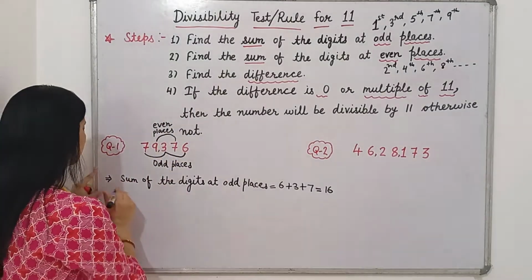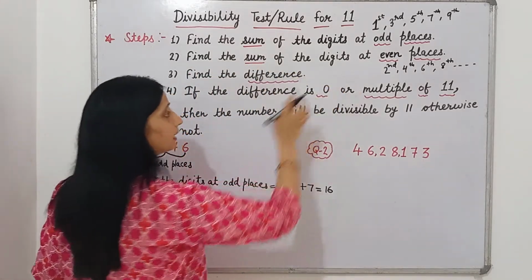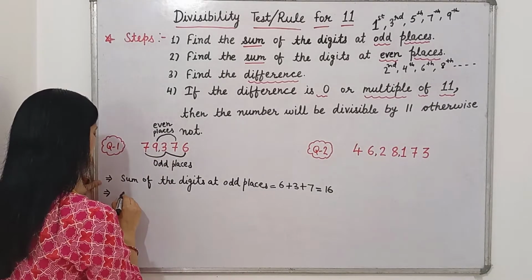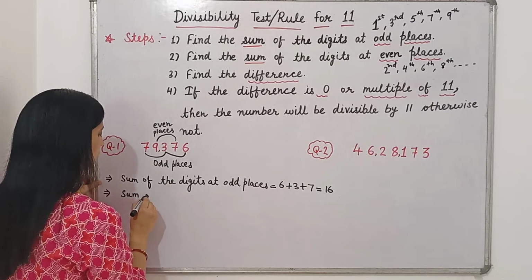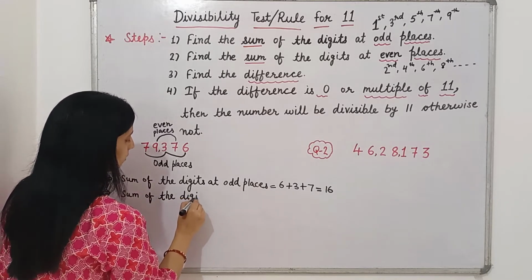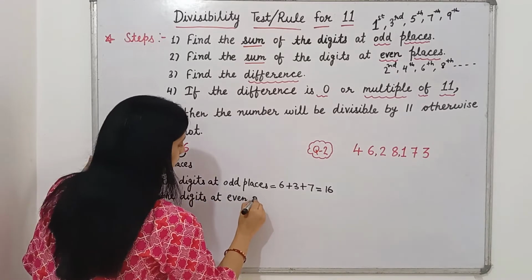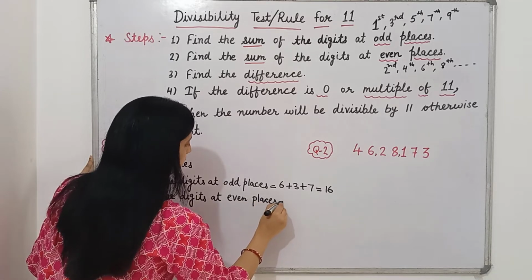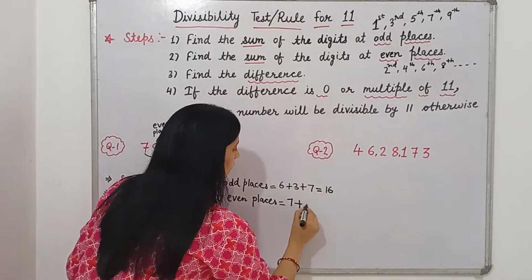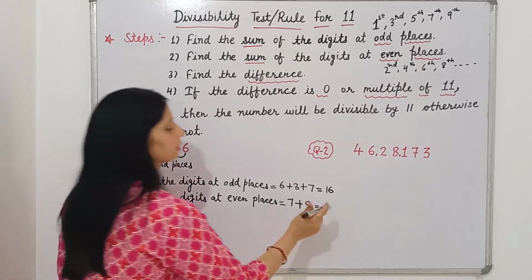Now we will follow the second step. What is our second step? It is to find the sum of the digits at even places. So here at even places the numbers are 7 and 9. So we will find the sum of the digits at even places. These are 7 and 9. So write 7 plus 9. What will we get? 7 plus 9 is 16.